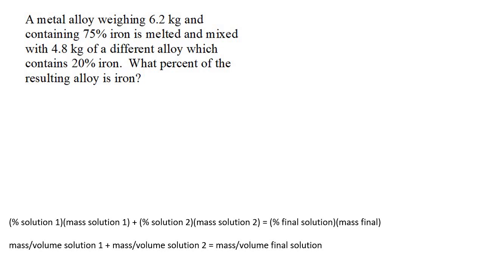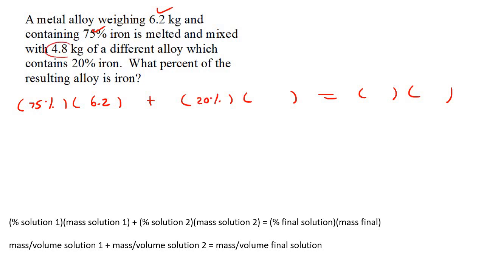Okay, so here we have a metal alloy which weighs 6.2 kilograms and contains 75% iron, is melted and mixed with 4.8 kilograms of a different alloy which contains 20% iron. What percent of the resulting alloy is iron? Okay, so I'm not going to go draw pictures and stuff now. I think you guys understand it, so we're going to put the brackets. Okay, so the first solution is 75% iron, so we can say 75%, and it has a mass of 6.2, and then it's mixed with another alloy which is 20% iron, so 20%, which is 4.8 kilograms.